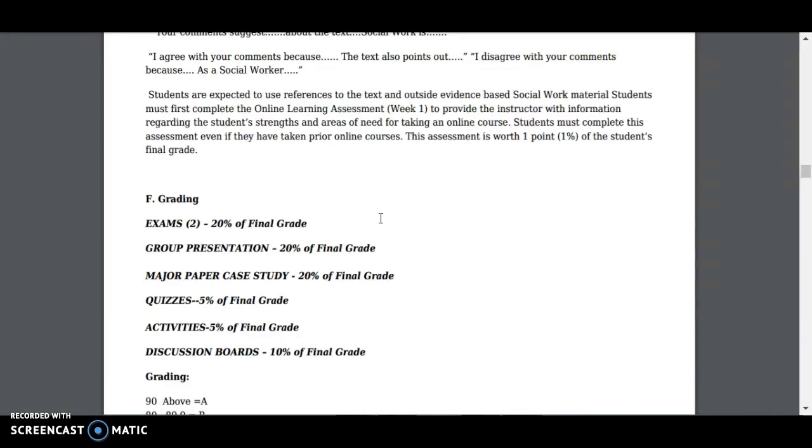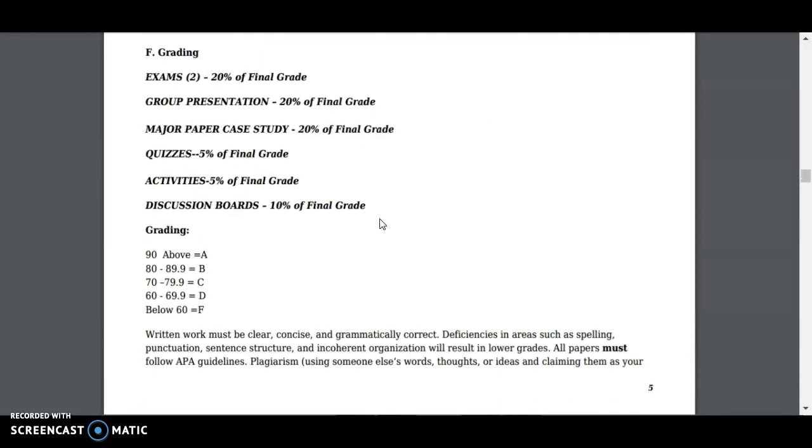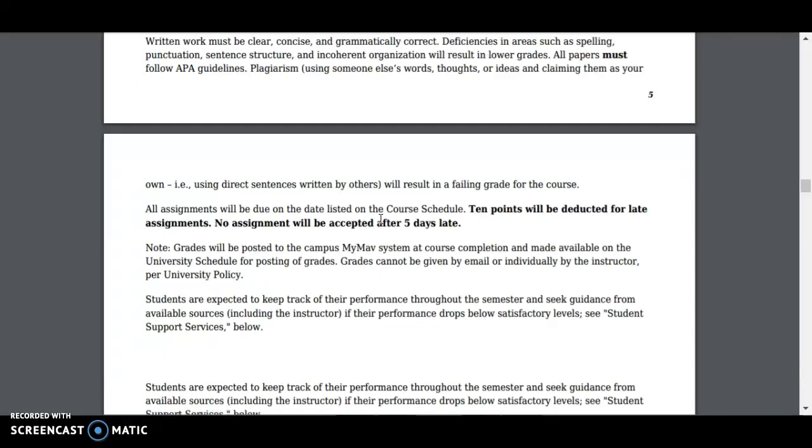Okay, so let's go on to grading. Obviously, the exams are 20%, group presentation is 20%, case study is 20%, and then there's your quizzes, activities are 5%, and discussion boards are 10% of the grade.